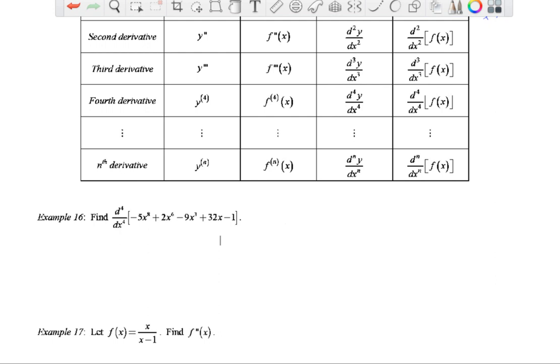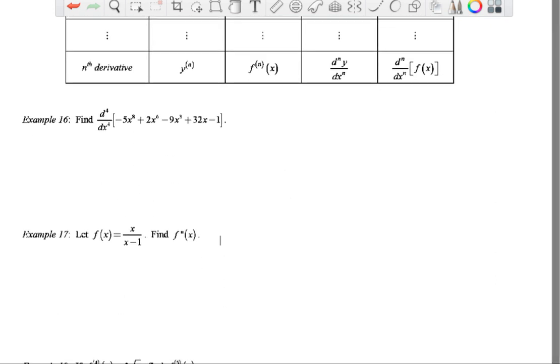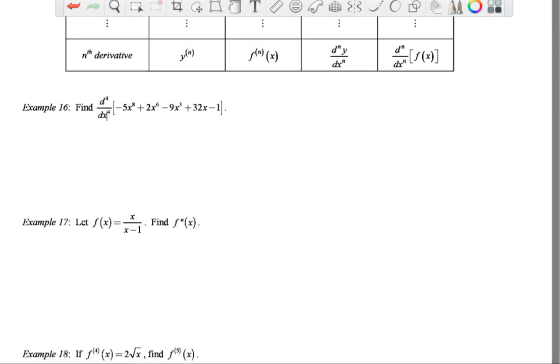Let's apply this to this problem. So what this is telling us here is that we're asked for the fourth derivative of this expression. Now, to save us a little bit, let's define this as being y.